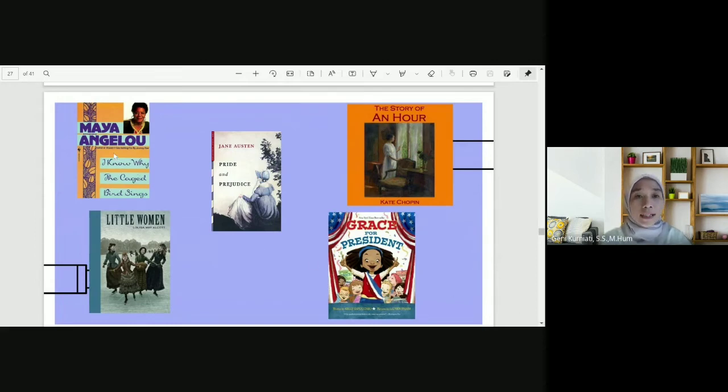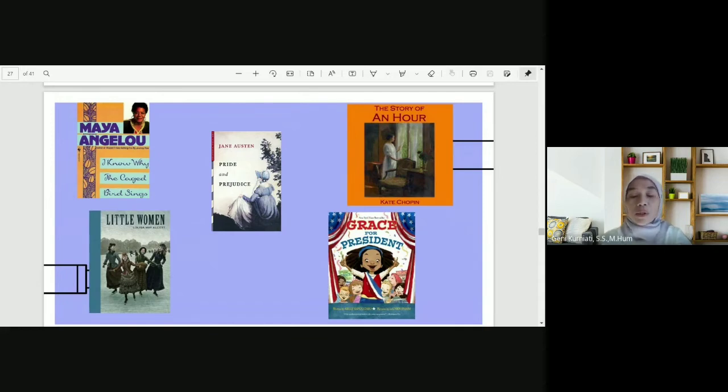But now let's take a look at this. I Know Why the Caged Bird Sings by Maya Angelou. Here, the main character is a black woman. This is an autobiography, so it's Maya Angelou. And another example, The Story of an Hour by Kate Chopin. The main character is a woman, but not a black woman. Of course, these two main characters have different experiences of being a woman because they are from different races and different social classes. So, if someone wants to analyze the issue, then you cannot use the same approach.